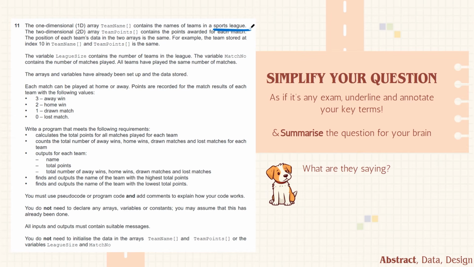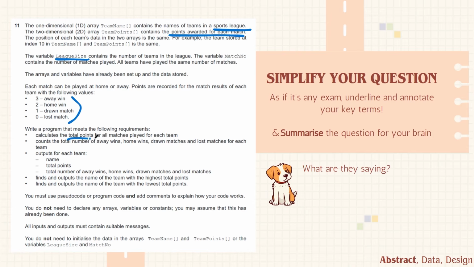So this question seems to be something about a sports league. Points awarded for a match, that's also cool. And then it seems there's a number of teams in a league, so many teams. These teams seem to have played many matches. They have away wins, home wins, drawn matches, and lost matches.